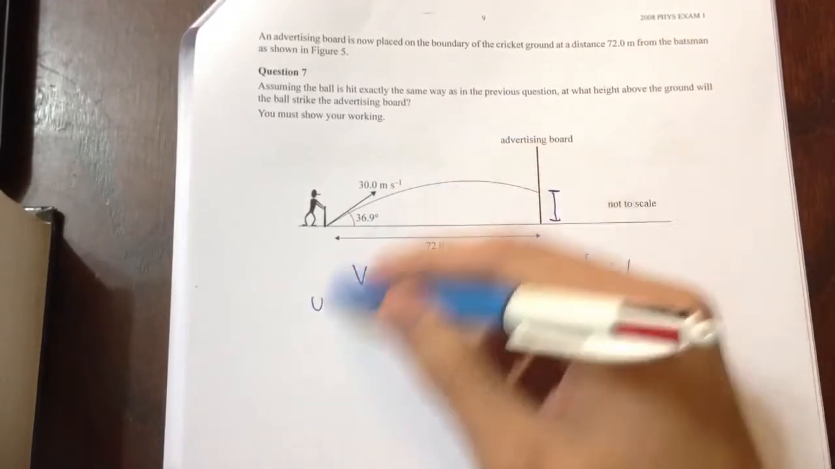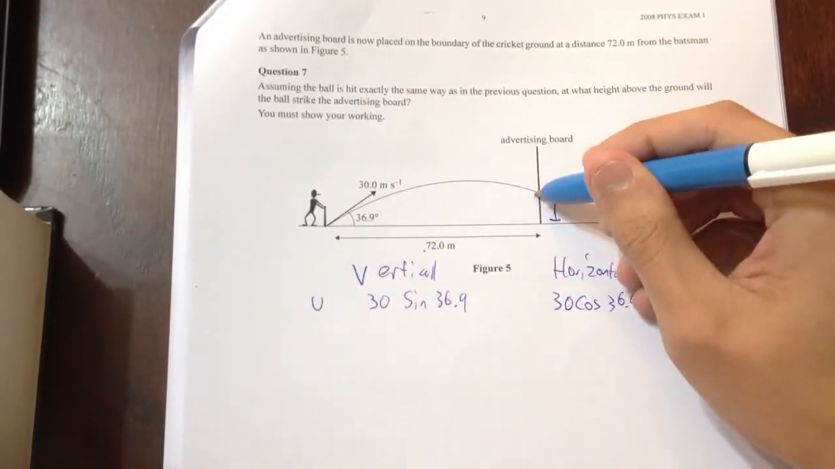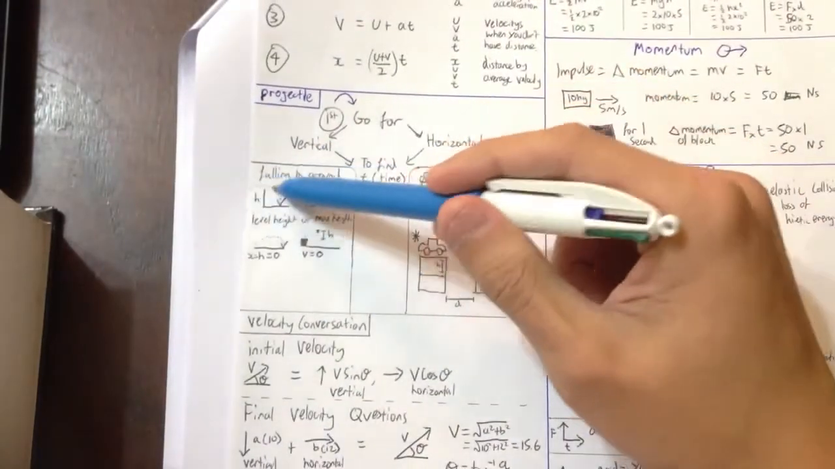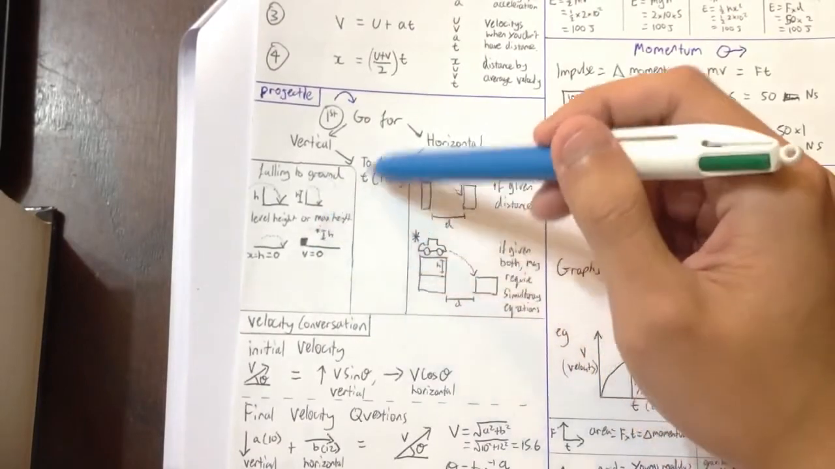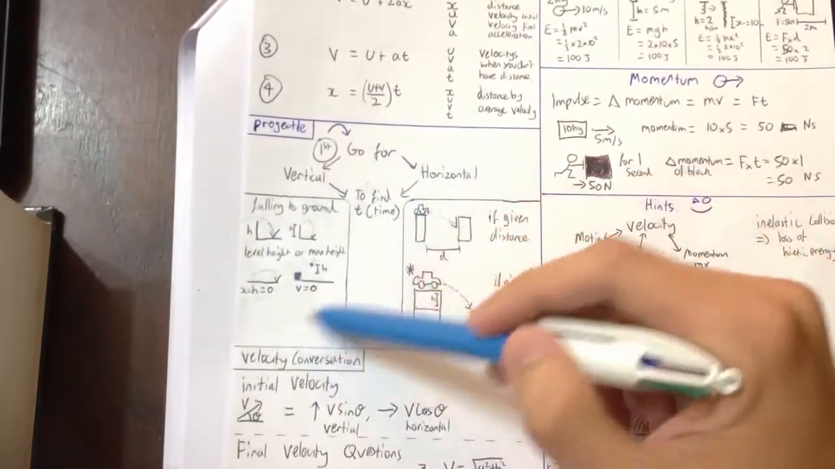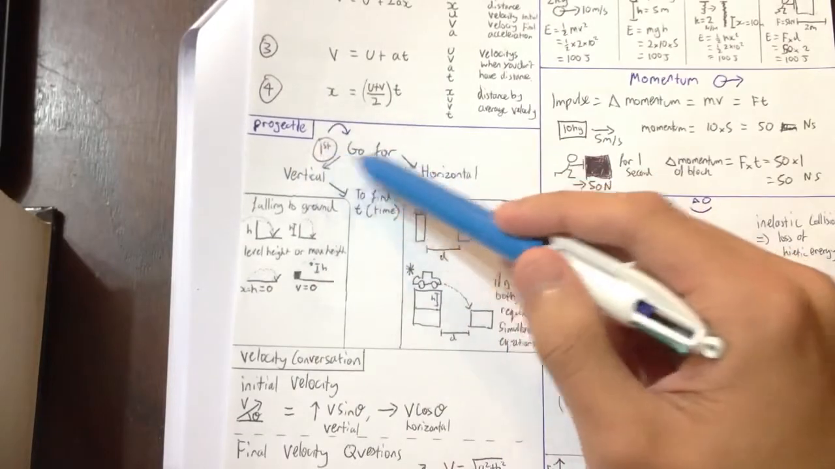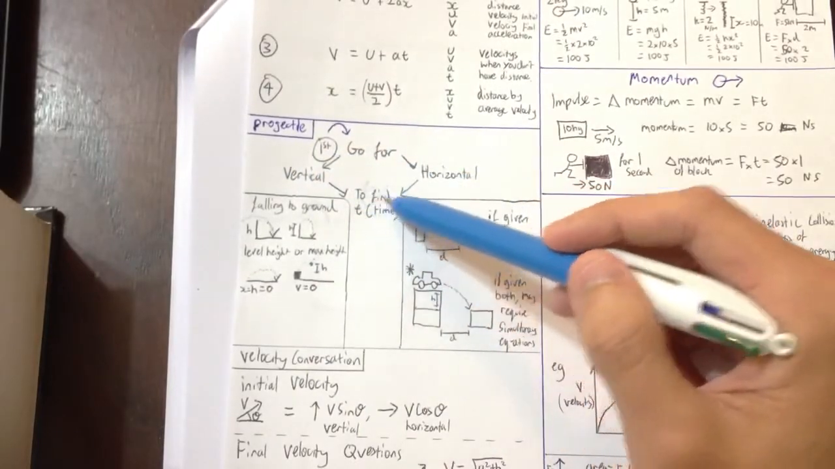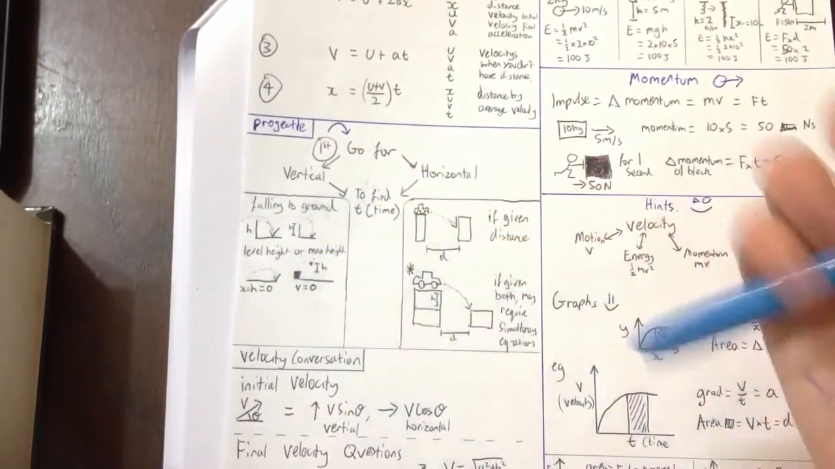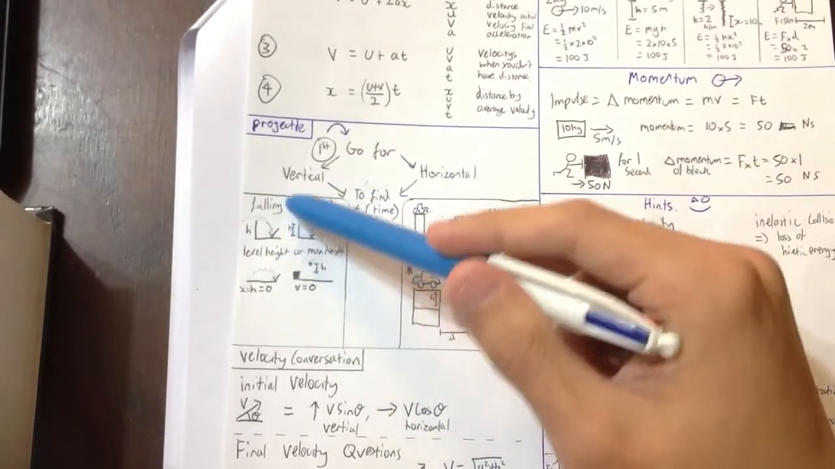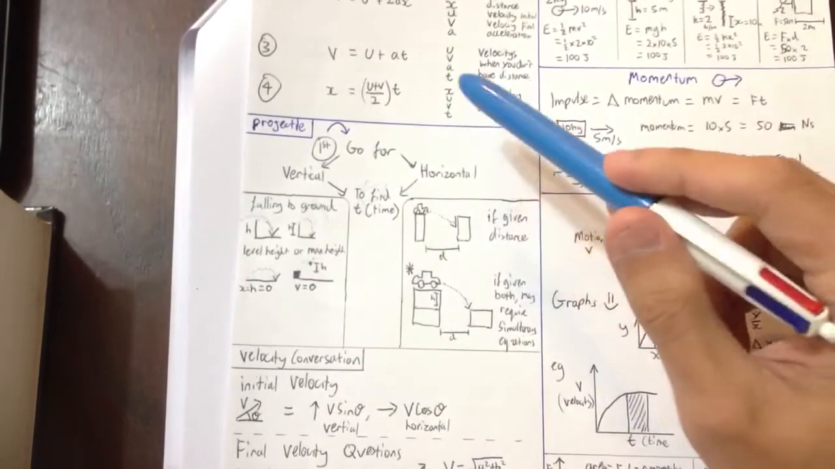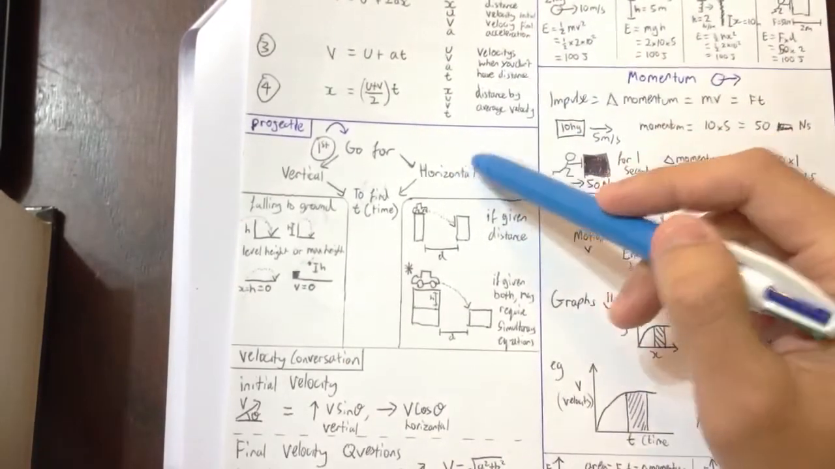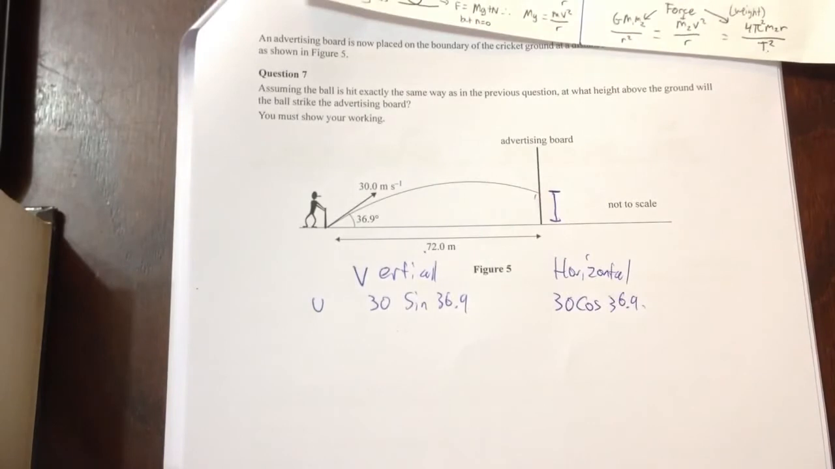Forget it. What you do is you look at this and you realize that it's hitting a wall. So this is no longer a hits-the-ground question. If it hits the ground or goes to a maximum height, you can find the time by looking at vertical. It depends on if it's hitting the ground or if it's hitting a wall. So this is hitting a wall. To find time, we have to go for horizontal first. So let's just do that.